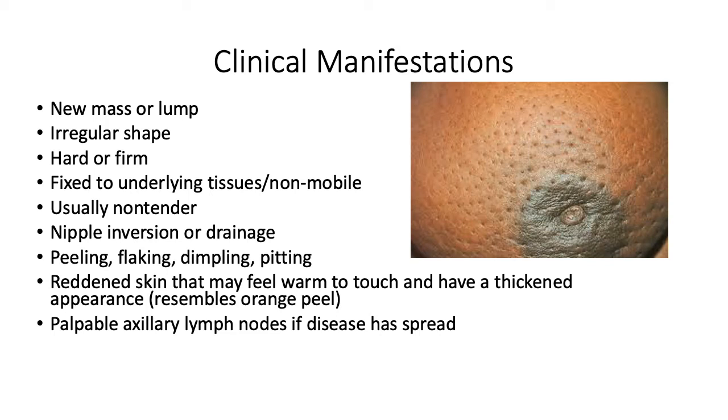The client may have peeling, flaking, dimpling, pitting, reddened skin that may be warm to the touch and have thickened appearance. It resembles an orange peel. This is shown in the image. Palpable axillary lymph nodes may be present if the disease has spread.